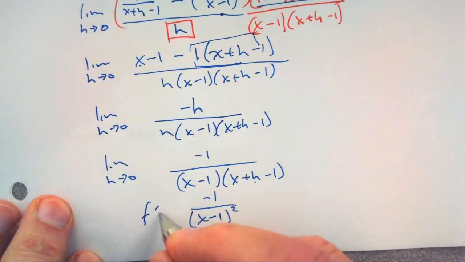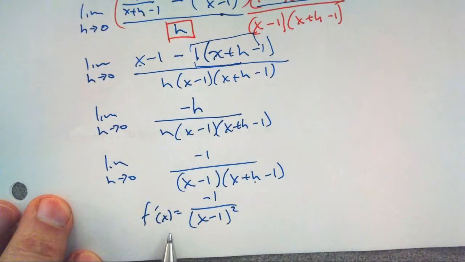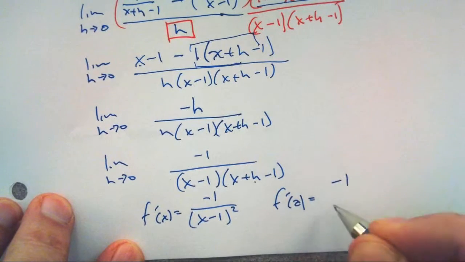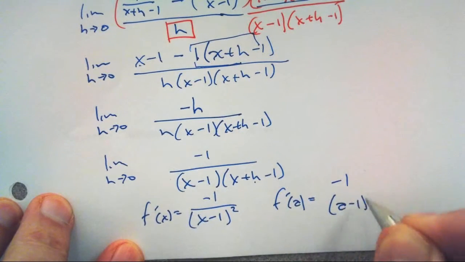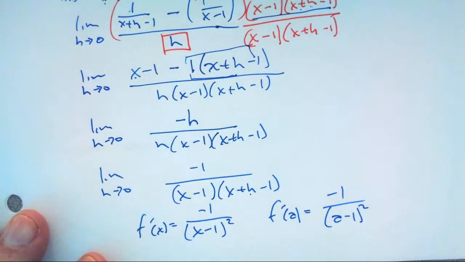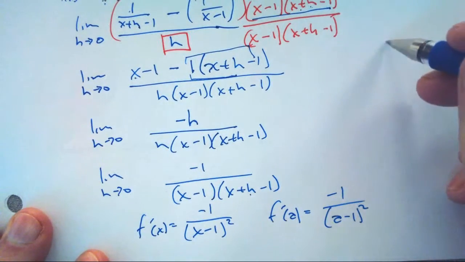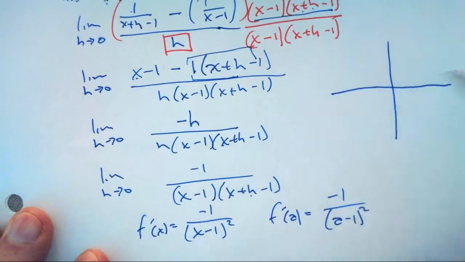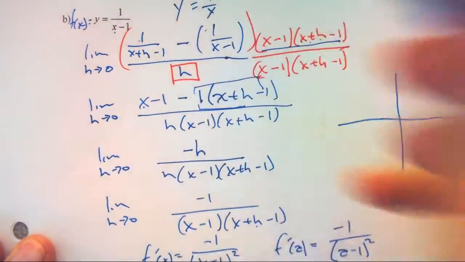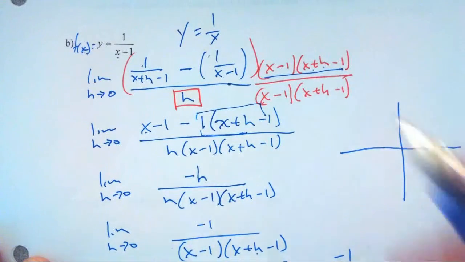That is f prime of x. Could have been f prime of a, and I'd be done. Well, what is f prime of a? Negative 1 on a minus 1 squared. What happens? Well, do we know this? Have we seen this enough now that we know what the curve of y equals 1 on x looks like? Haven't we?